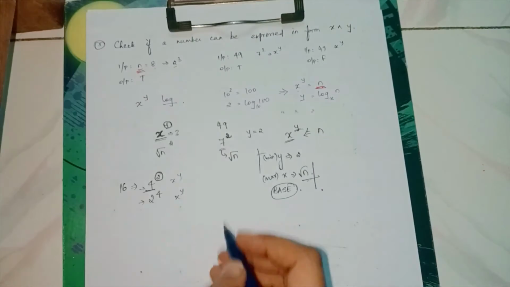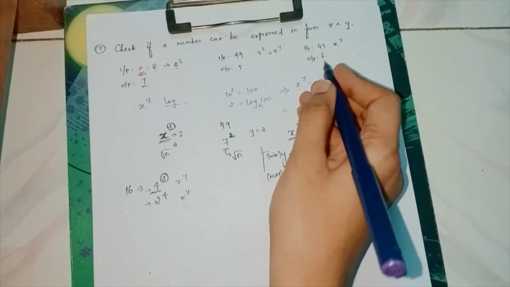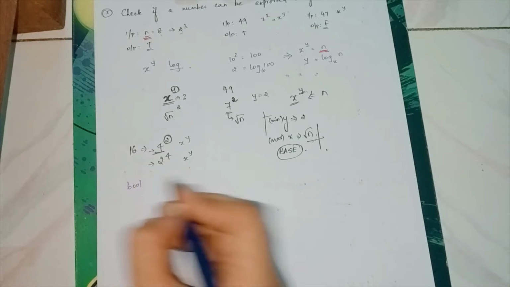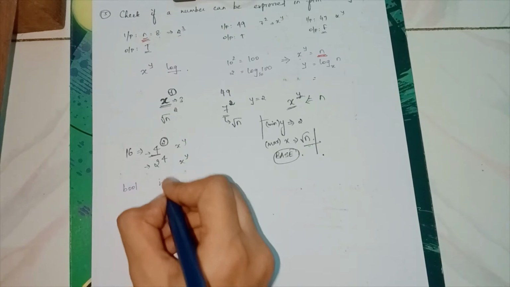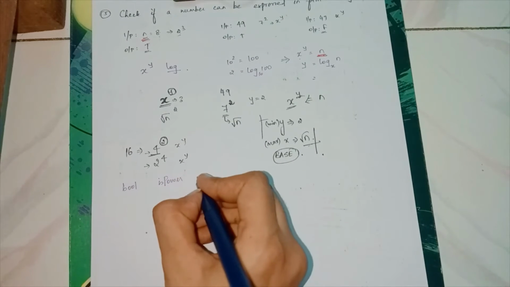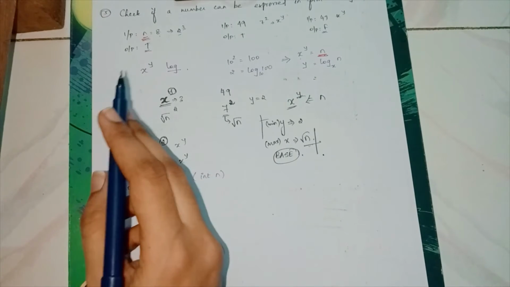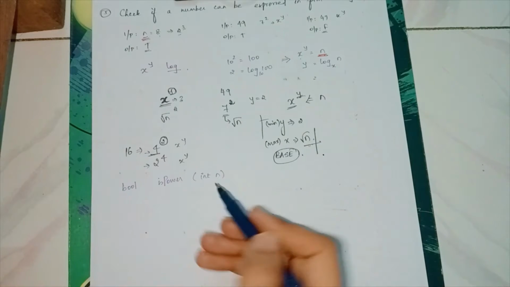What is our return type? Our return type is either true or false, which is boolean. So bool, I will have to check if it can be written in the form of power, and int n. What is our int n? The number that we get as input from the user.